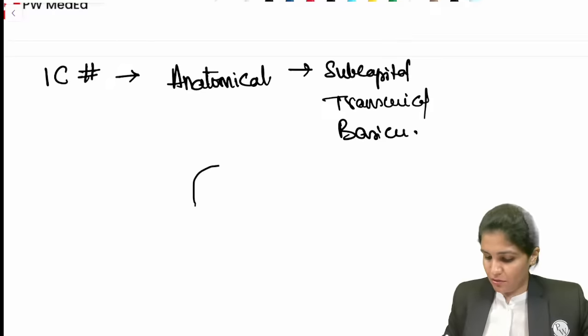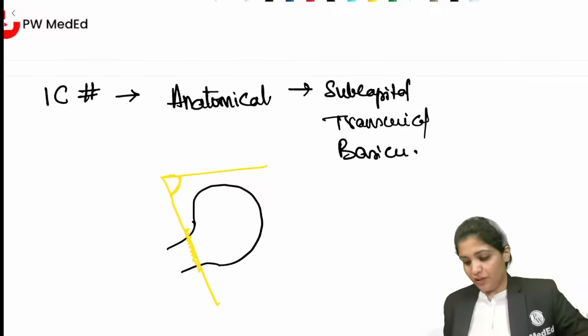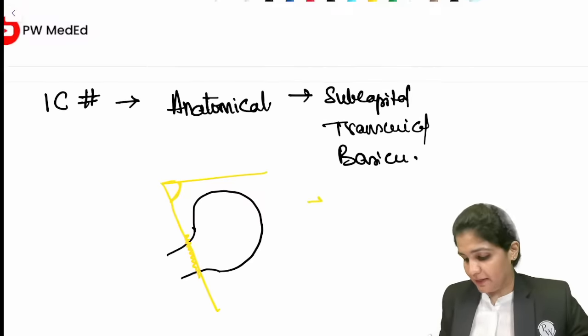So if this is your femoral head, this is your neck and the fracture is like this, so this is the horizontal line and this is the fracture line. So to the horizontal, whatever the fracture line you are making, this is the angle. If this angle is less, that means the fracture is stable. As the angle increases, that means the fracture is becoming more vertical.